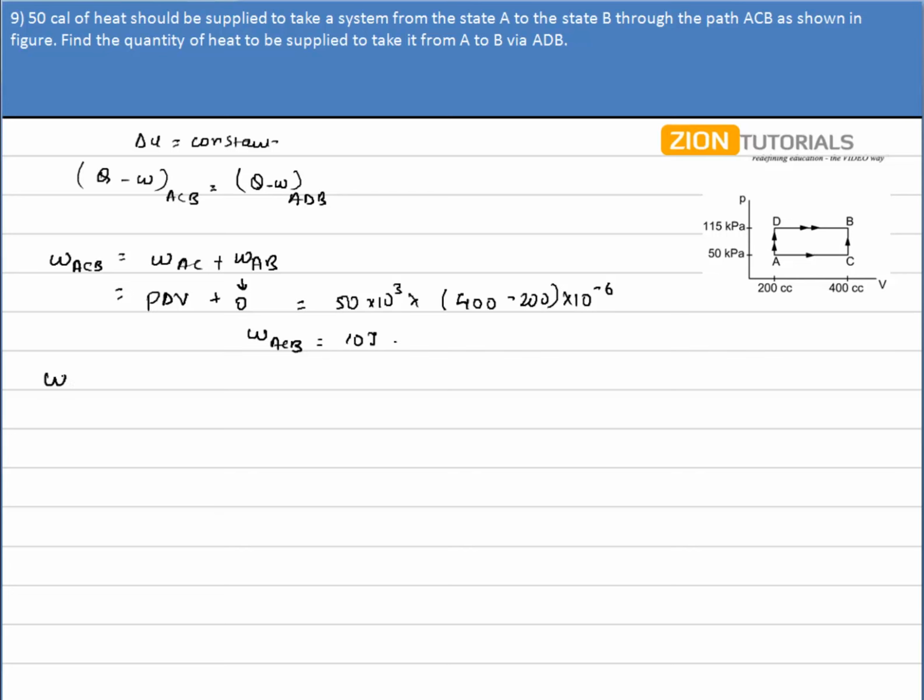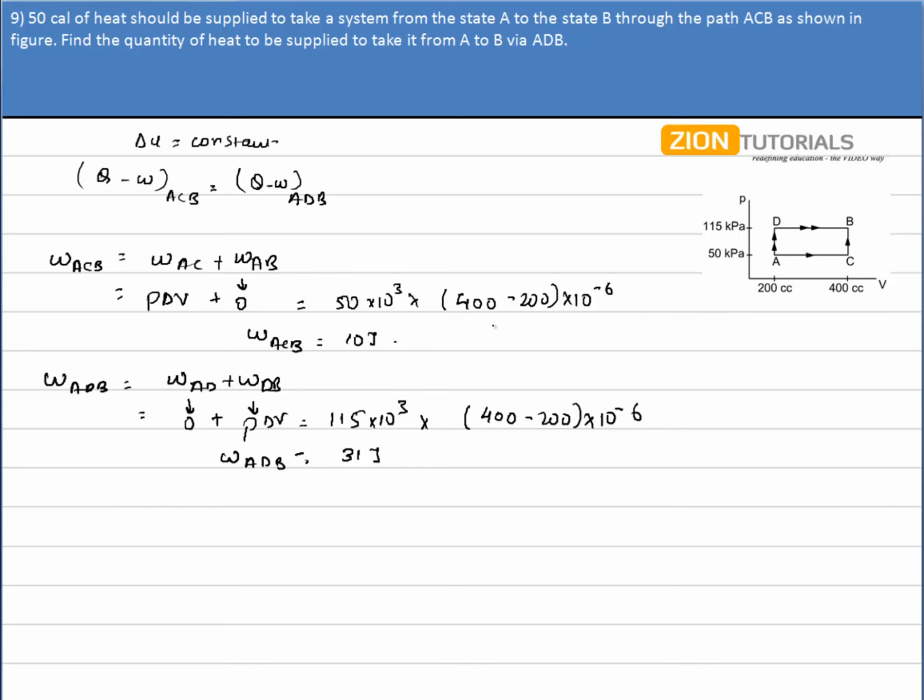Secondly, work done during the path ADB. This is the work done during the path AD plus work done during DB. Again, work done during AD is 0 because delta V is 0. Volume is not changing and it is here P delta V. So pressure is 115 kilopascals into change in volume is again 400 minus 200 into 10 to the power minus 6. So on solving this, I get the work done during ADB as 31 joules.